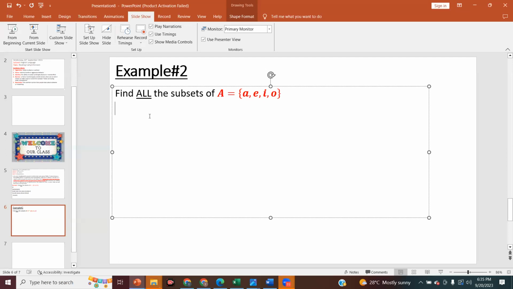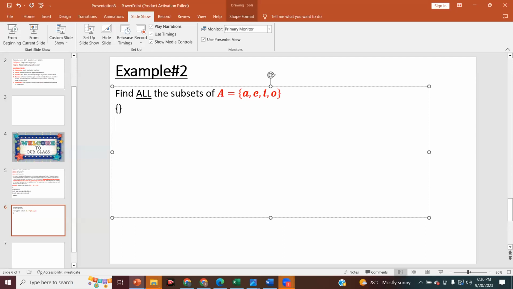Just look in your chat, look on your keyboard. The first subset. I want the first subset. All right, most persons got it. It is the empty set. Very good. The empty set. Good. That's the first subset.